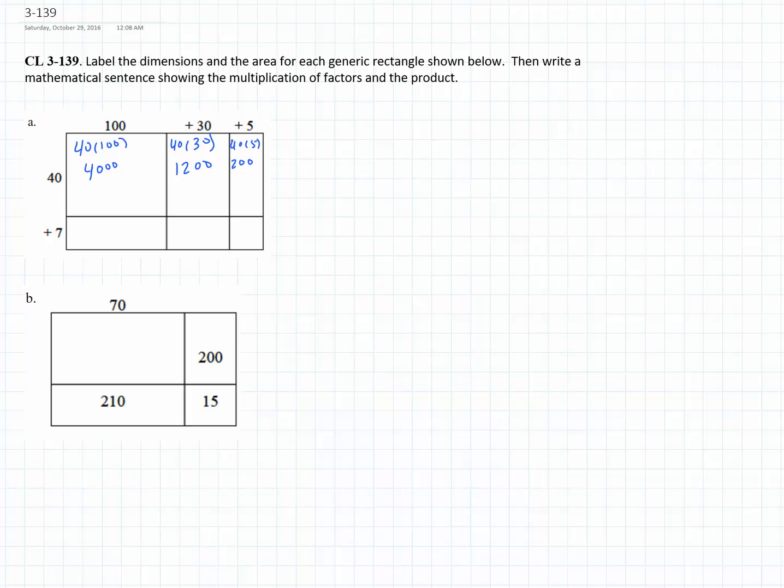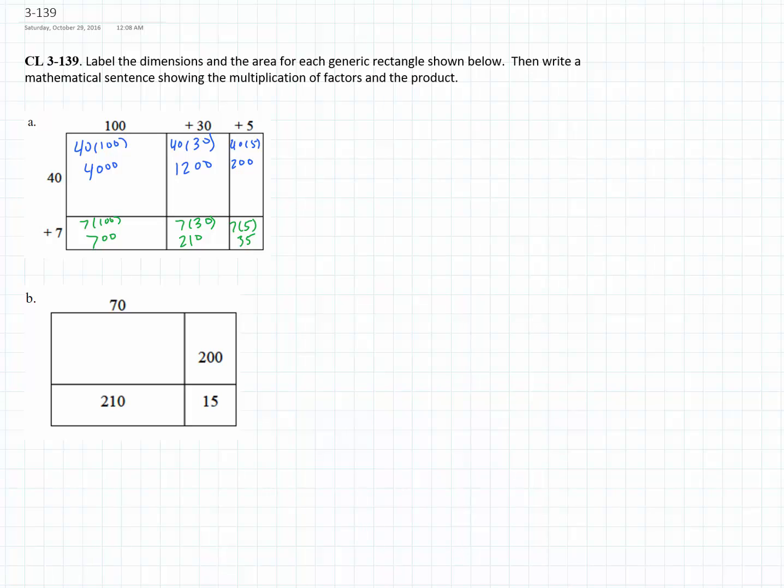Okay. Down here, we're going to distribute the 7. 7 times 100, okay, that's going to be 700. 7 times 30, that's going to be 210, and 7 times 5, that's going to be 35.